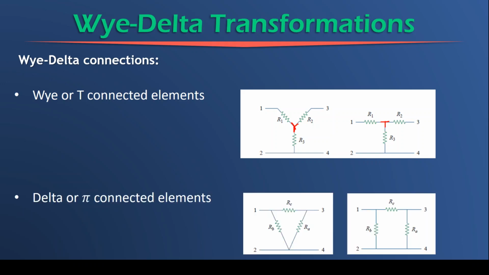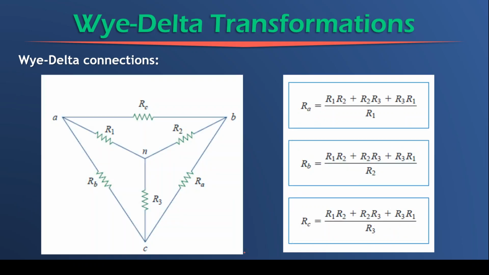And with your delta or pi connected elements, you can see there's a delta connection there, or there's a pi connection in this diagram. And these are interchangeable because we can see that this is one node that's connected there. Now, when we consider Y-delta connections, we want to move either from a Y-connected circuit, which is the circuit there, to a delta-connected circuit, which is the outside circuit, or we move in the opposite direction.